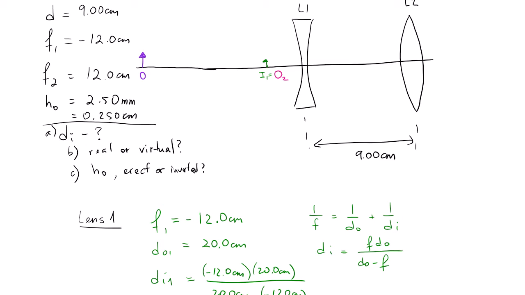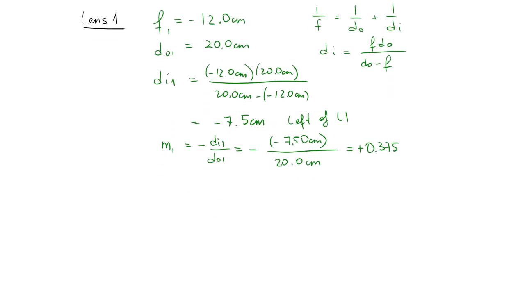So while this one was our original object, here is object 1. Now we're going to focus on object 2 and have the light pass through our lens 2. Okay, so let's go ahead and do our calculations.